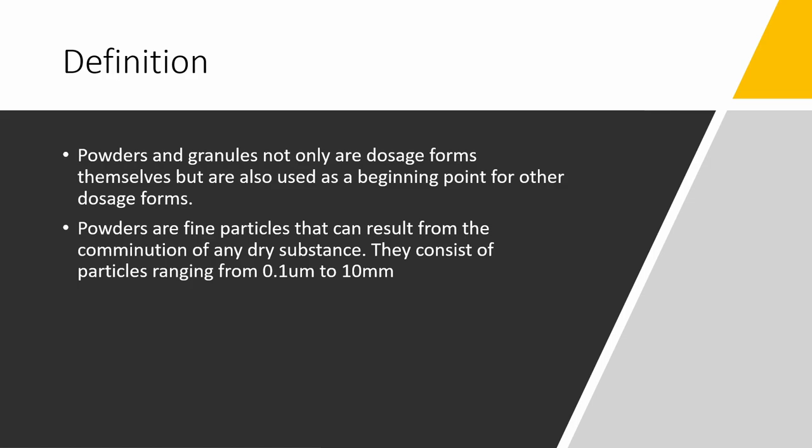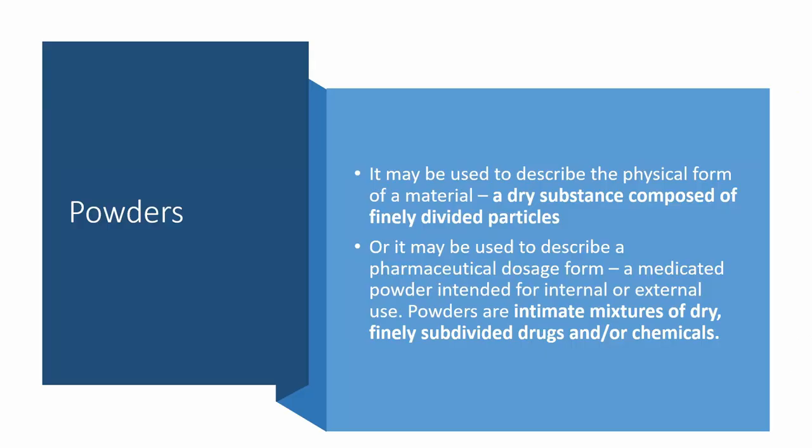So powders are fine particles that can result from the combination of any dry substance. They consist of particles ranging from 0.1 micrometers to 10 millimeters. So the definition of a powder is twofold. We have the physical definition of a powder, and we have our pharmaceutical definition of a powder.